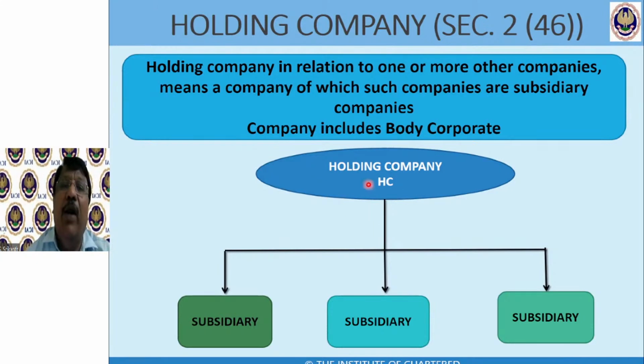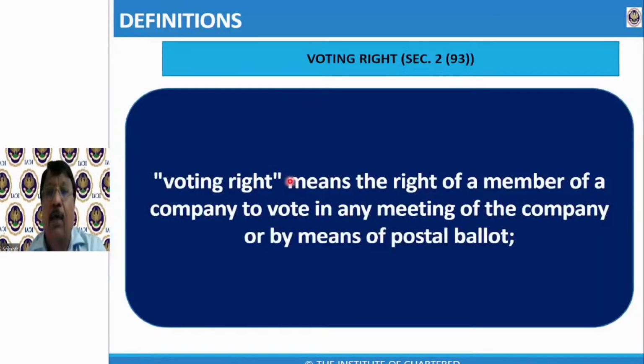So here is an example. Holding company HC is having 1, 2, 3 subsidiaries. So this is a holding company. What is a subsidiary company? We will see that. Before that, we need to see certain definitions which are important.